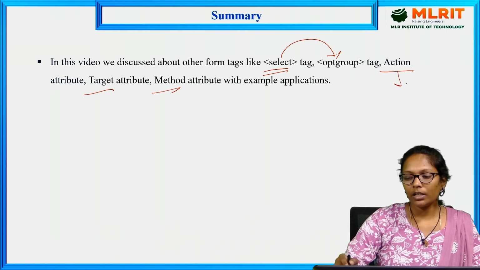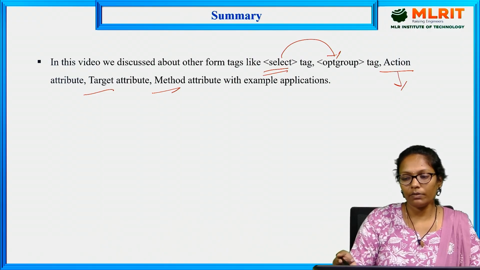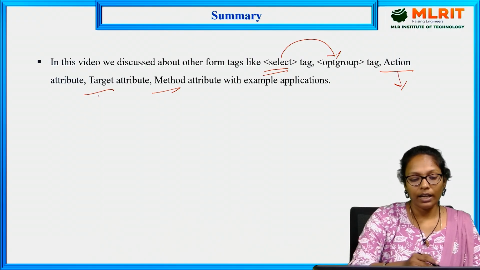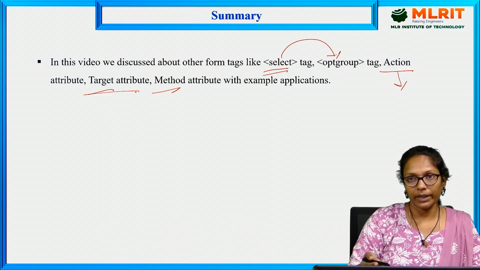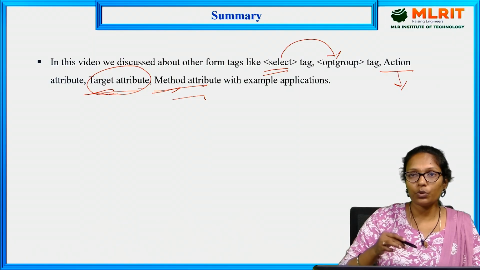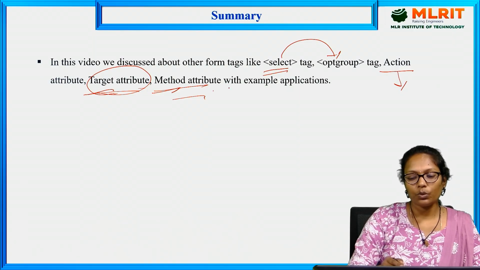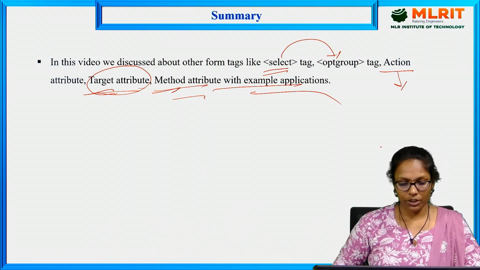The action attribute indicates what action needs to be taken after submitting the form, or which server page the form should be submitted to. That will be mentioned in the action. And where the response should be displayed, that will be given by the target. And what type of method you're using to send the data to the server, like the get method or post method. We have also seen the example applications in this video.